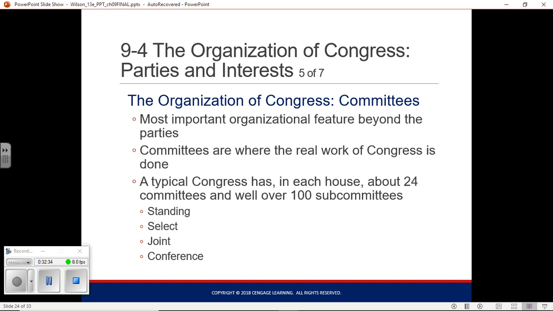The committee chair will always be from the majority party. So the majority party gets the majority of seats on a committee. And again, it's usually proportional to their seats in the House of Congress which the committee is attached to.